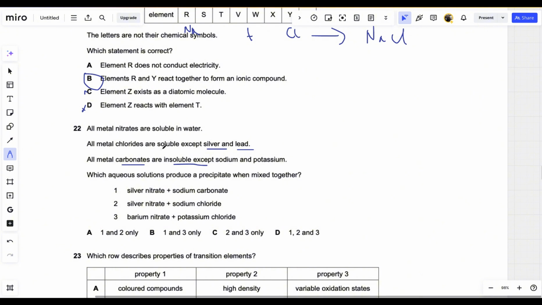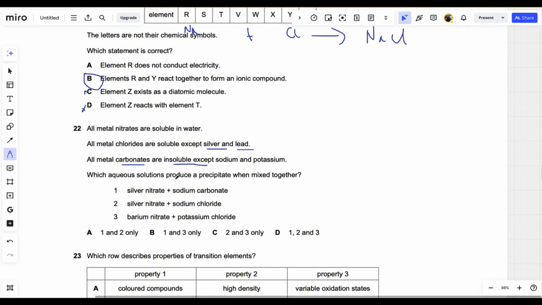All metal chlorides are soluble in water except silver chloride and lead chloride. All metal carbonates are insoluble, they do not dissolve in water, except sodium and potassium carbonate. Potassium carbonate is soluble in water, sodium carbonate is soluble in water.